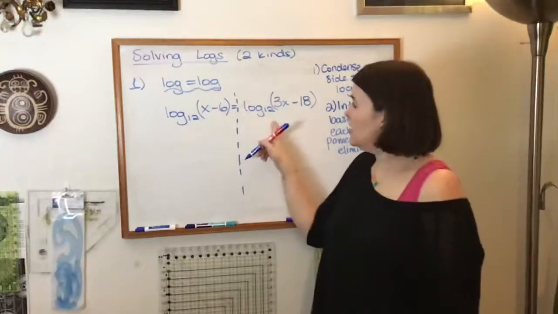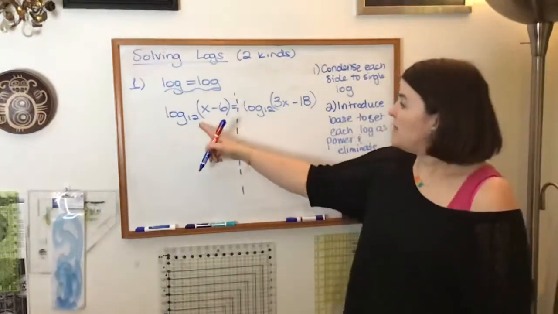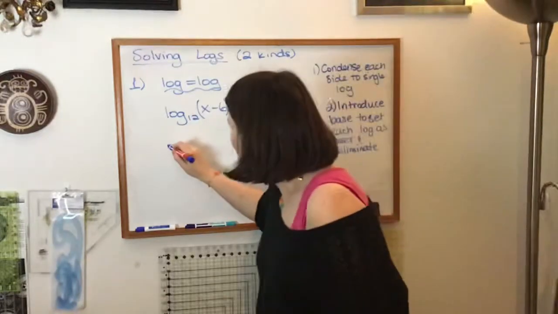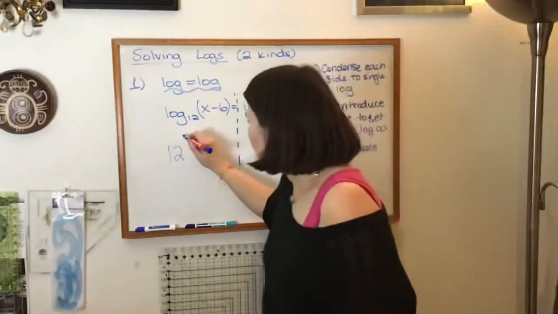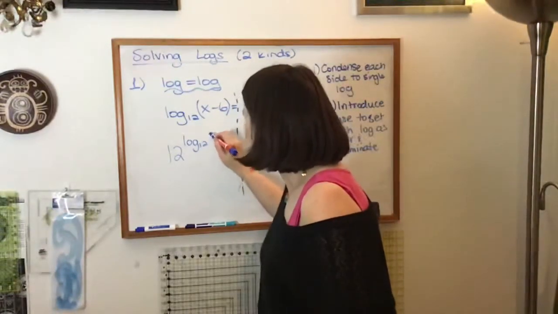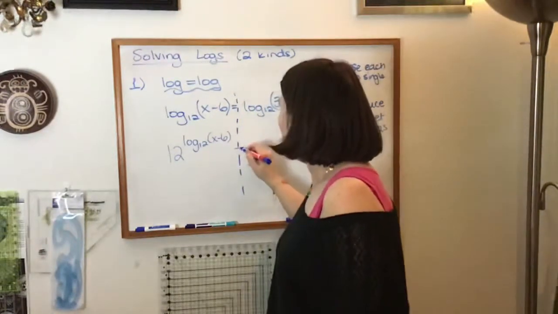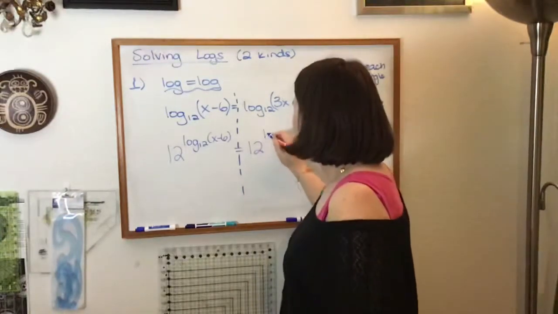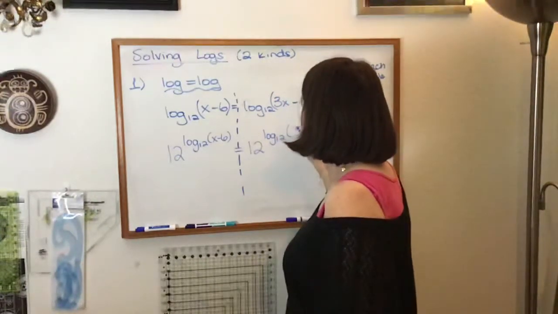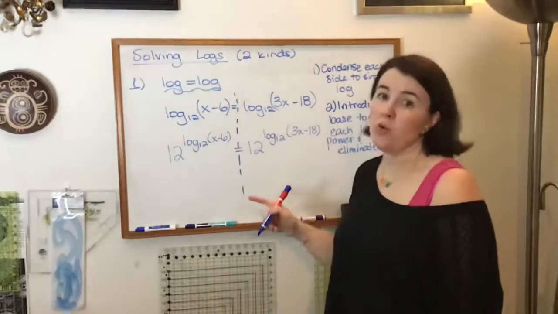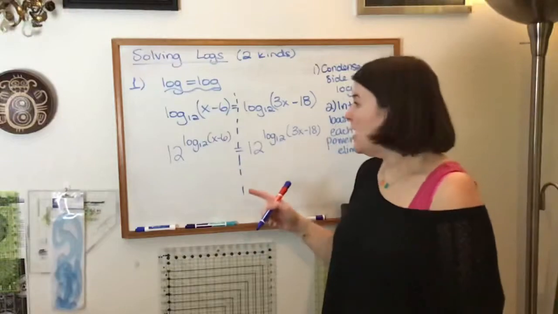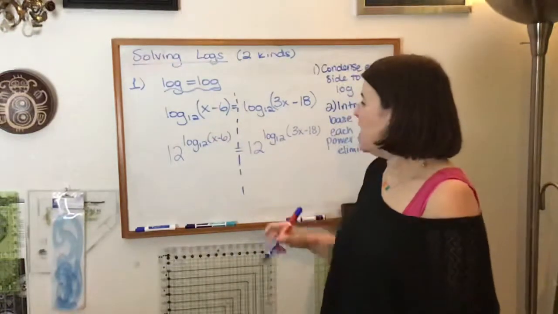So I look at my logs and I say, what is my base? My base on each log is 12, so I'm going to take 12. This turns 12 into a base, and then this whole thing becomes a power. Because of the properties of logs that let us pull powers down to the front, we can eliminate the 12 to the log base 12 because they're inverses of each other. And then what we'll have left is just that x minus 6.